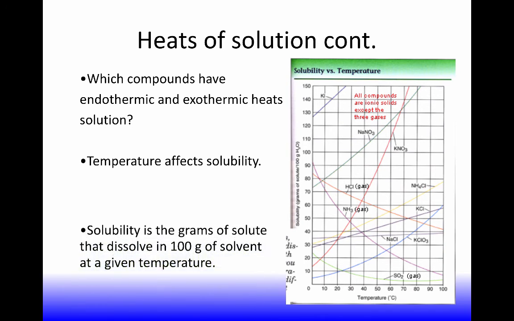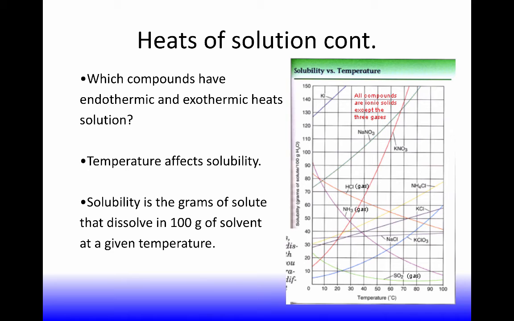It affects the solubility. And how do we measure solubility? Solubility is grams of the solute that dissolve in 100 grams of solvent at a given temperature. That's how a chemist describes solubility. So you will notice the scale here is in solubility. In this case, it's grams of whichever compound it is per 100 grams of water, because water is our solvent.